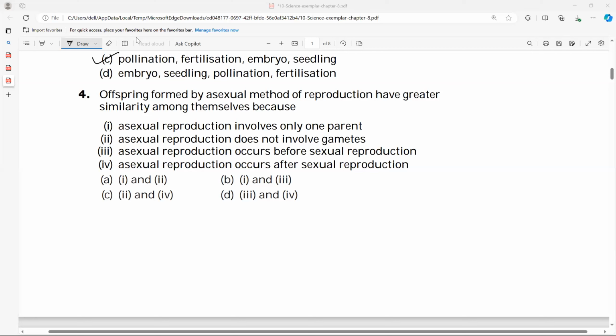Offspring formed by asexual method of reproduction have greater similarities among the young ones because, option A, 1 and 2. Asexual reproduction involves only one parent. Yes, because if we have only one parent, then the similarities will be more. Asexual method does not involve gametes. Yes, it is true. Asexual method occurs before sexual? No, it is incorrect. It is also incorrect. So only 1 and 2, means A is the correct option.